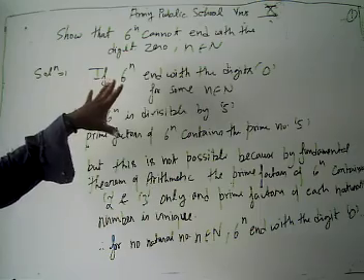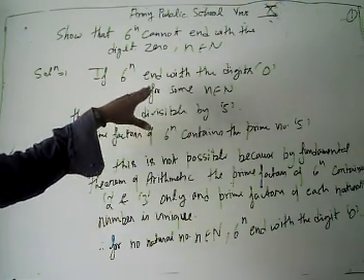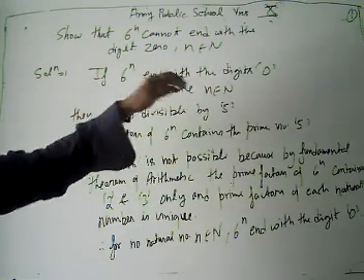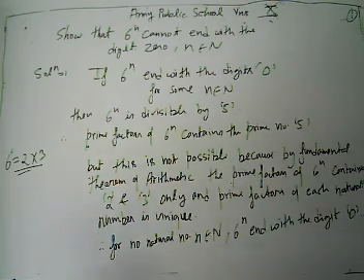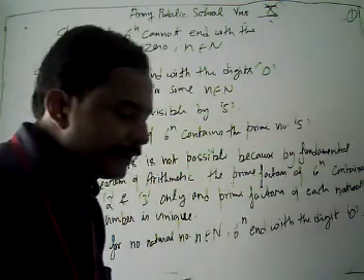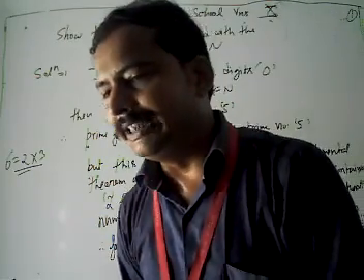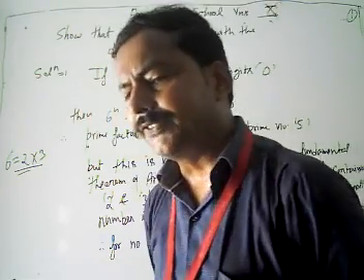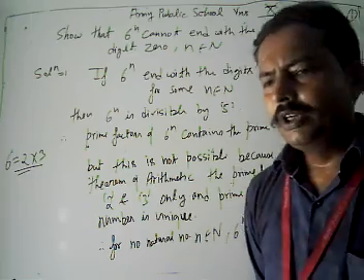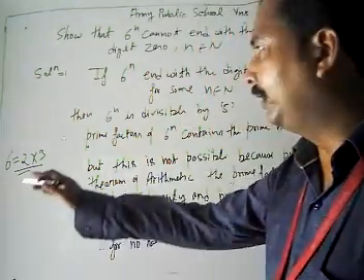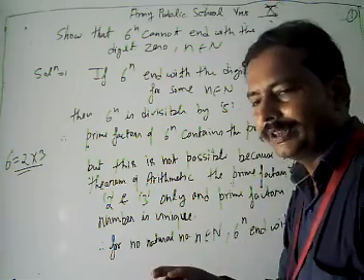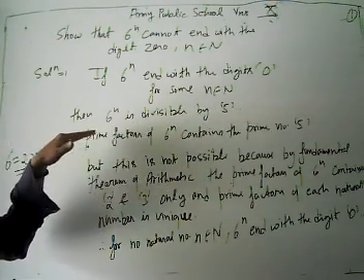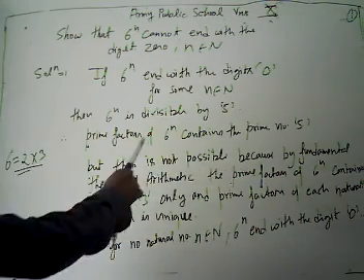We are in the solution part. We are going to check if 6 to power n ends with the digit 0 for some n belongs to N. Now we have an axiom here: if a number ends with the digit 0, then it is divisible by 5. We have so many examples: 10, 20, 30, 40, 50, 60, 80 and 100 and so on. All these numbers are divisible by 5. Suppose that 6 to power n ends with the digit 0 for some n belongs to N. Then 6 to power n is divisible by 5.